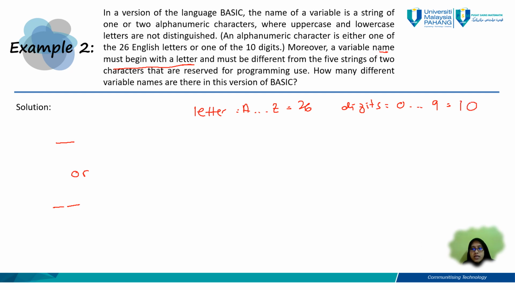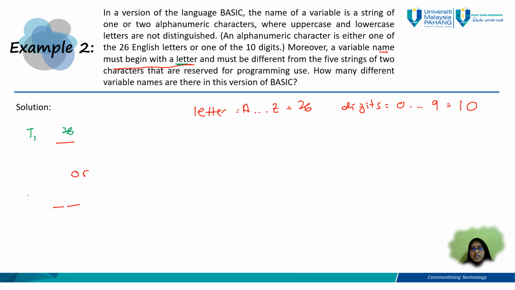For the first task, since we have one place only and the condition is that the name must begin with a letter, that means we have 26 possible alphabet that can be used. So this is for the first task.